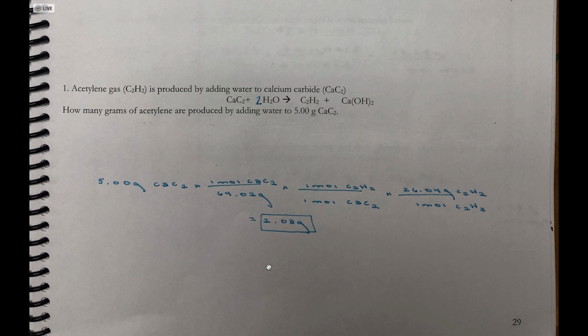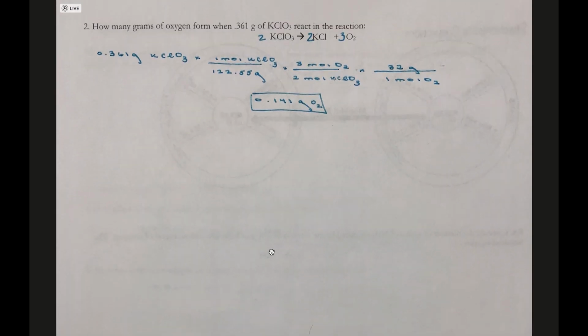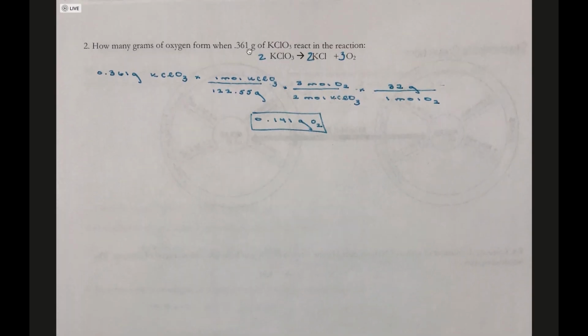All right, let's look at the second problem. So it says, how many grams of oxygen form when 0.361 grams of potassium chlorate react in this reaction? So I first need to balance, okay? So I saw that I had 3 oxygen atoms and 2 oxygen atoms, and so what I did was I put a 2 in front here to make that equal to 6 oxygens and 2 chloride ions, and so I put a 2 in front of potassium chloride right there.